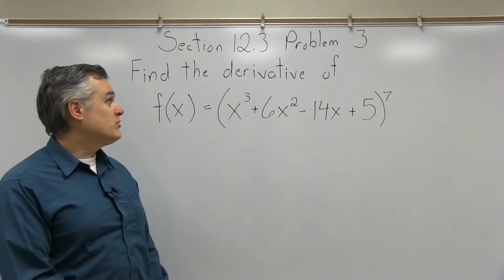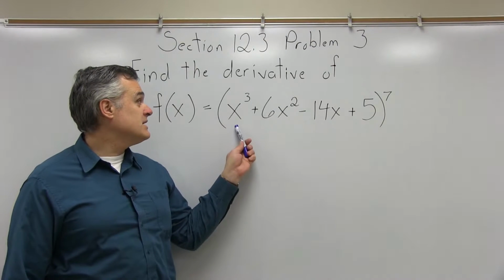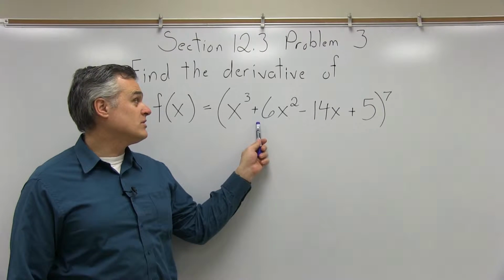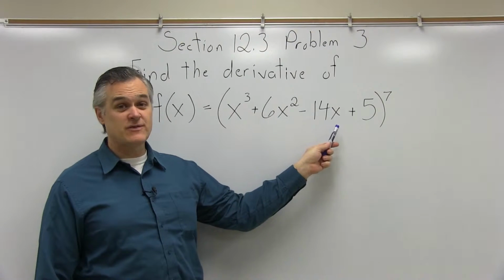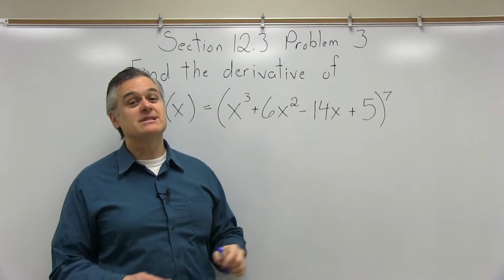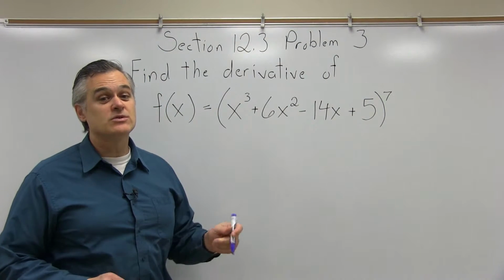This is Section 12.3, Problem number 3. It says find the derivative of f of x equals, in parentheses, x to the third plus 6x squared minus 14x plus 5, all raised to the 7th power. So to do a problem like this, we need to use the chain rule.